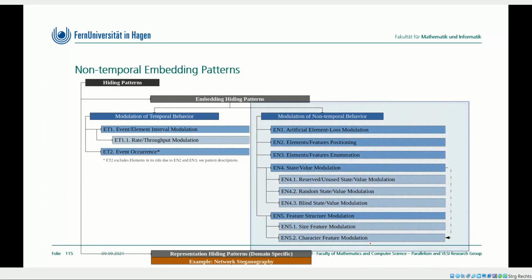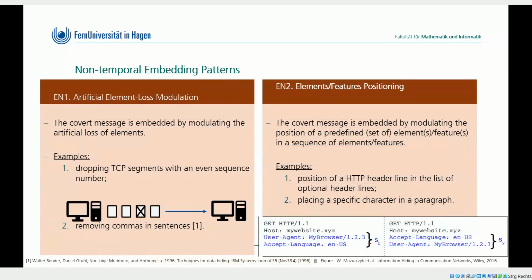Now let's look at the non-temporal patterns. We have the artificial element loss modulation. You already know the concept here because it's what you've already seen earlier, but you could also, if it's not a network context, remove commas in a sentence, for instance. Element features positioning is also familiar to you. Here the covered message is embedded by modulating the position of a predefined element or set of elements or features in a sequence. So like the position of a HTTP header line in a list of optional header lines, or we could place also a specific character in a paragraph.